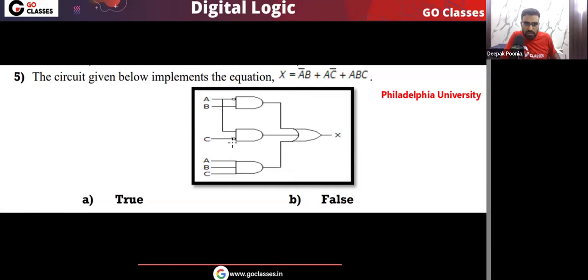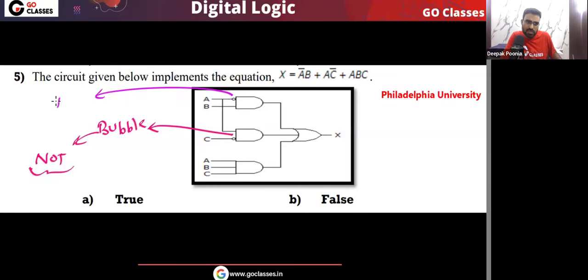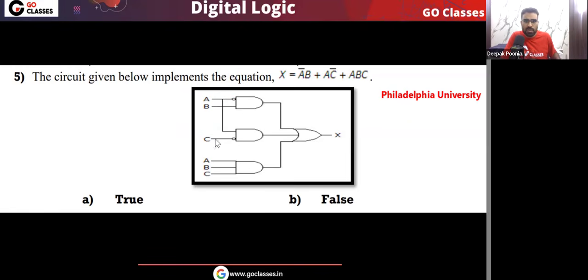Here you can see, first of all, this bubble. If you see this bubble at the input or at the output of this AND gate, notice this bubble actually means C bar. Okay, remember, a bubble indicates an inverter, or I can say this bubble simply indicates not, negation, or complement. So when you have a bubble at the input or output of a logical gate, remember that bubble will indicate not. Very simple.